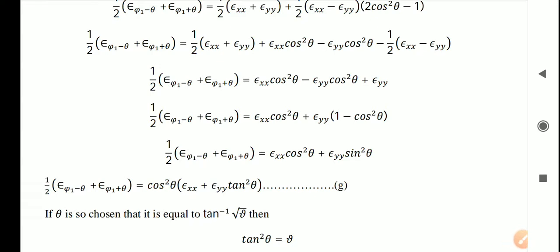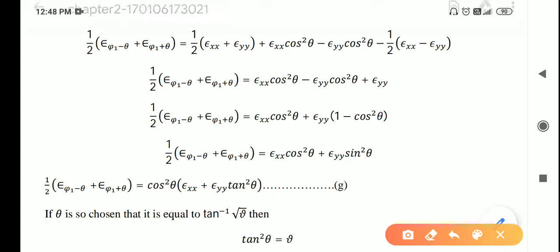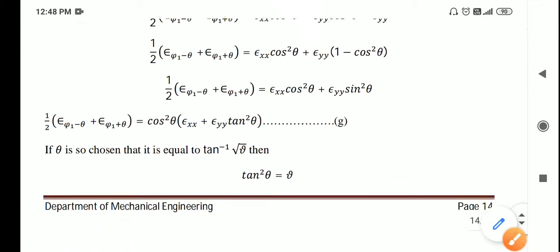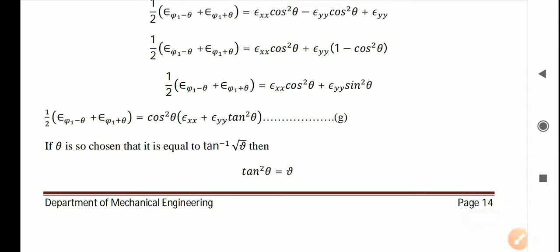So next, you are going to take this epsilon yy term outside from this equation, and you are going to get 1 minus cos square theta. If you simplify this, 1 minus cos square theta is equal to sin square theta. So you will get the equation as epsilon xx cos square theta plus epsilon yy sin square theta. This is the equation you are going to get. Okay, so now further simplification is considered in here.